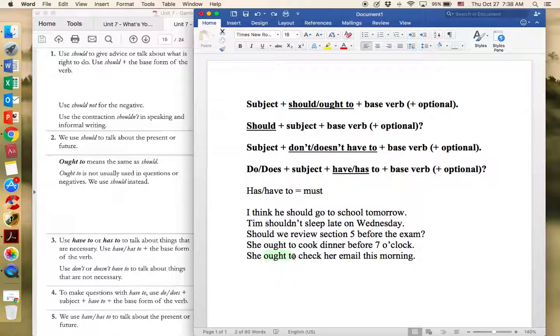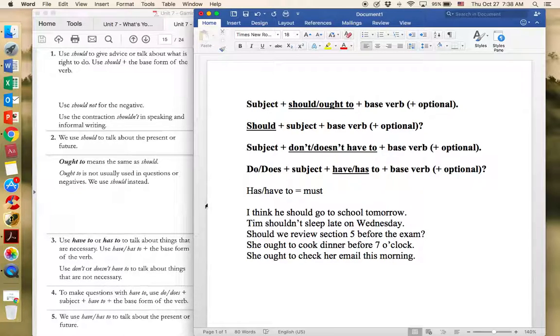She should cook dinner before 7. She ought to check her email. She should check her email. Any way you do that is fine. Okay? But if we want to say it in the negative, again, we use shouldn't rather than ought not. We never use ought not. Okay. So this should be more or less review. We worked with modals before.